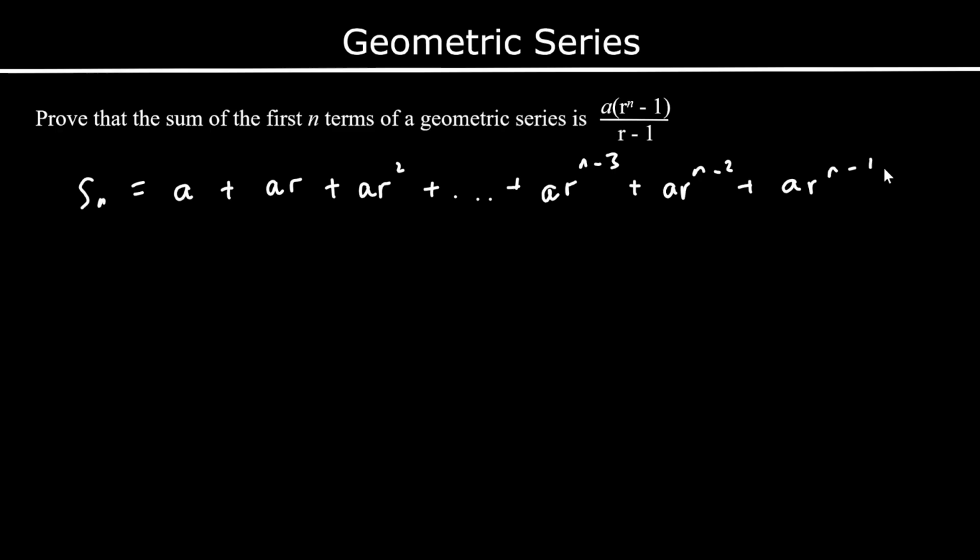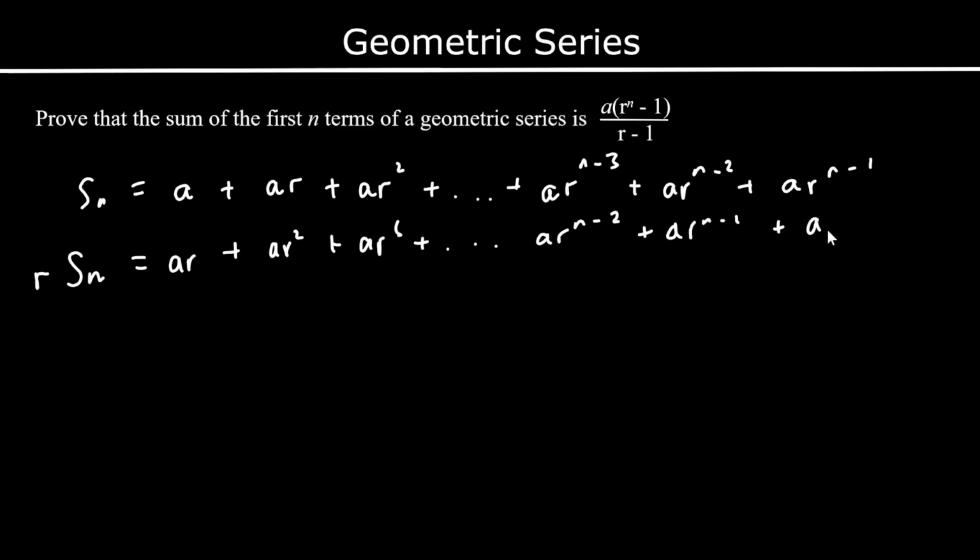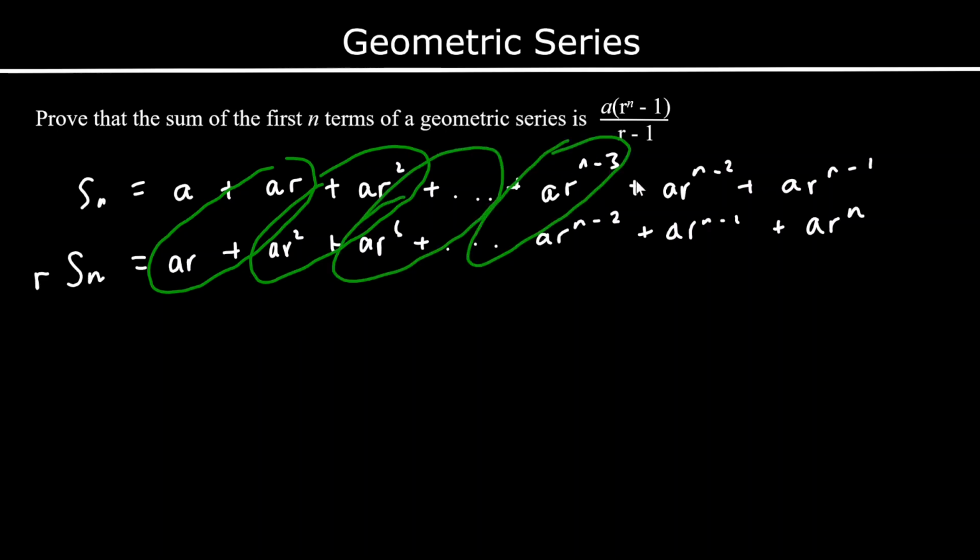If we multiply that through by r, r times the sum is ar plus ar squared plus ar cubed, all the way up to ar to the power of n minus 2, ar to the power of n minus 1, and then ar to the power of n. So if we multiply each one by r, the power goes up by 1 each time. Then, if we take away, we can see that all these are going to cancel. So ar is in both, ar squared is in both, ar cubed will be in both, and so on. All these will be in both.